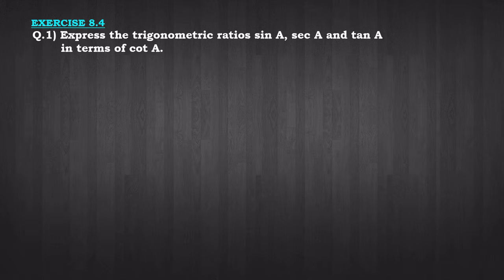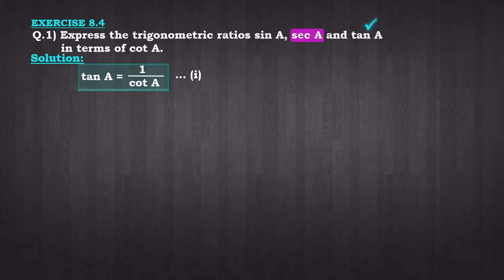Now, let us solve question 1 from exercise 8.4. The question says, express the trigonometric ratios sin A, secant A, and tangent A in terms of cotangent A. Let us begin with tangent A. We know that tangent A is equal to 1 upon cotangent A. This is equation 1.